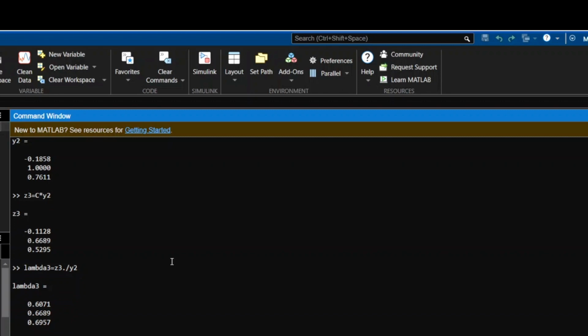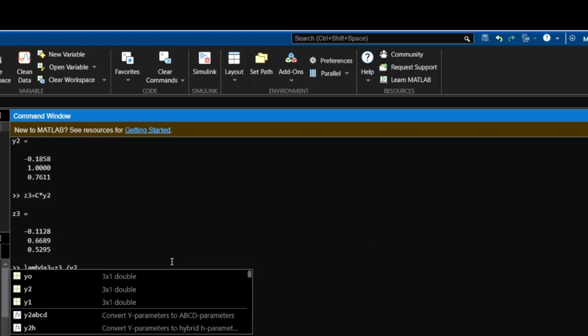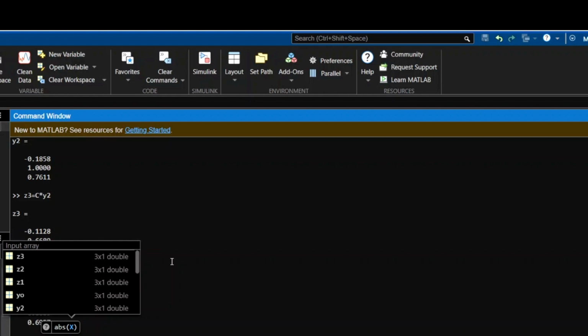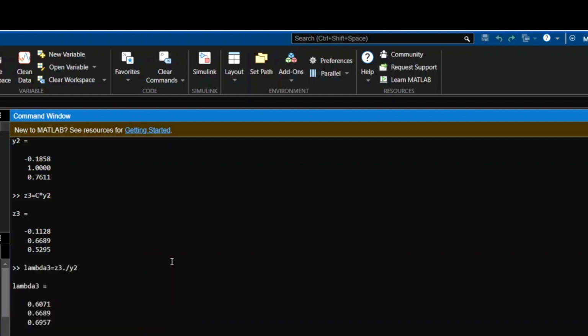So see, now you can see that it is converging a bit. It's coming out to be 0.607 and 0.6689, but still it's not coming out to be same. So we'll keep on moving further. Okay. So now we will go for y3, right? Y3 will be what? Z3 divided by maximum absolute value of Z3, right?